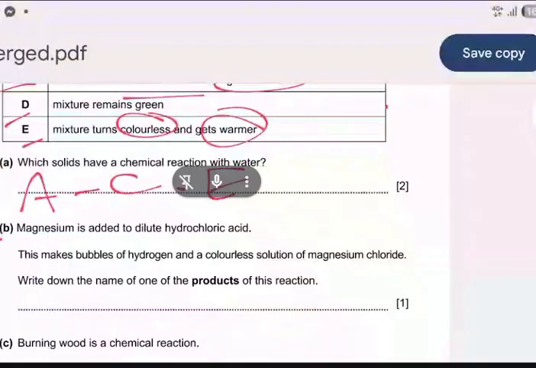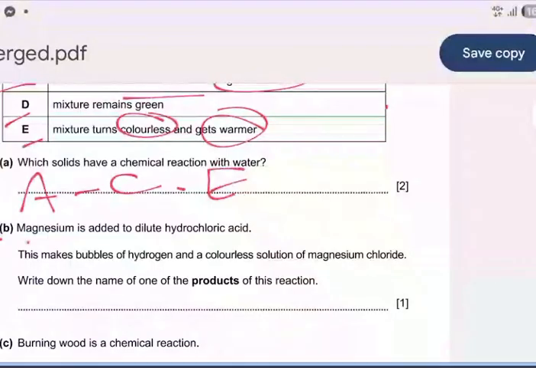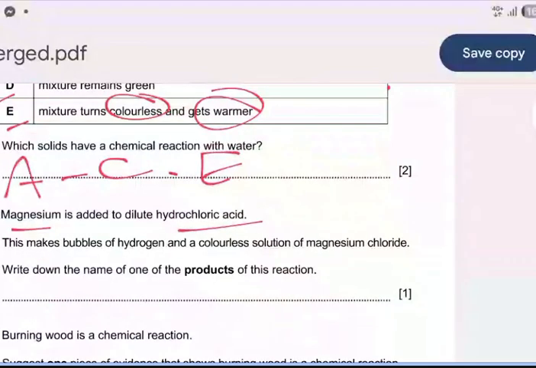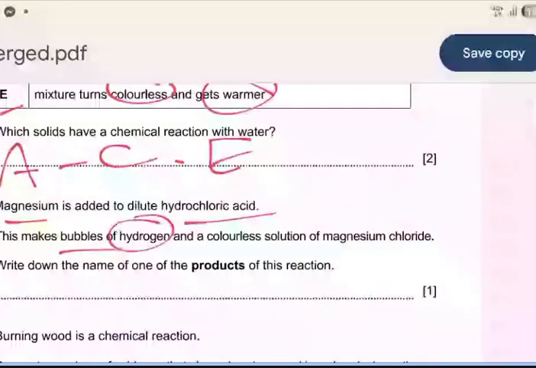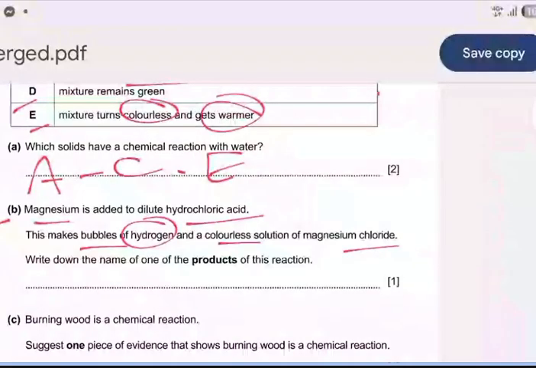Okay, Farida. Now, magnesium is added. Close your mic, thank you. Magnesium is added to what? Dilute hydrochloric acid. So dilute hydrochloric acid is like an acid. So this makes bubbles of hydrogen. So now this is a chemical reaction, Farida, right? Yeah, because we can see a gas and the colorless solution of magnesium chloride. So it changed into colorless. What is the name of this colorless solution? It's called magnesium chloride. Write down the name of one of the products of this reaction.